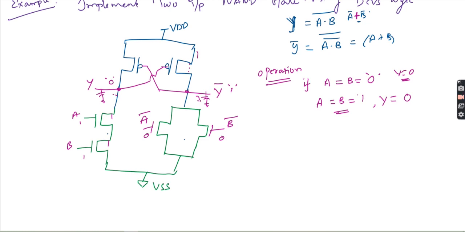You see that? When A and B are equal to 1, then Y is equal to 0 I am getting, because this is the NAND gate, correct? This is a NAND gate. At the same time, I am getting the complementary output 1 when both are 0. See, A bar is 0, B bar is 0. So in this way only you need to implement the circuit.